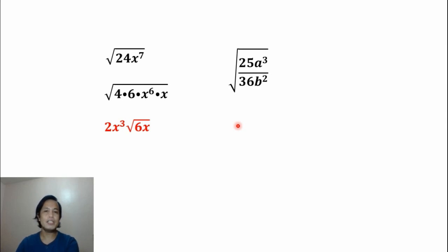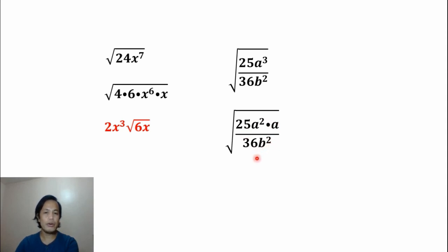Another example. This is now our last example. We have the square root of 25a cubed over 36b squared. This time, 25 and 36 are already perfect squares. Also, b squared is a perfect square. So we just factor out a cubed. We copy 25, and a cubed can be written as a squared times a, over the 36 times b squared.